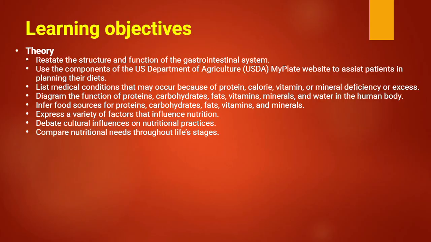Restate the structure and function of the gastrointestinal system. Use the components of the U.S. Department of Agriculture, USDA MyPlate website to assist patients in planning their diets. List medical conditions that may occur because of protein, calorie, vitamin, or mineral deficiency or excess. Diagram the function of proteins, carbohydrates, fats, vitamins, minerals, and water in the human body.